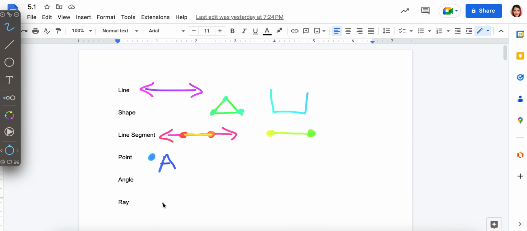Let's go on and do a ray first. A ray has an endpoint and then it goes on forever in the other direction. So one endpoint and then goes on forever. An angle is actually made up of two rays. So here's an angle. It goes on forever, and then we have a common endpoint called a vertex. But if you notice, you break it up. There's a ray and here's a ray. So that is an angle.